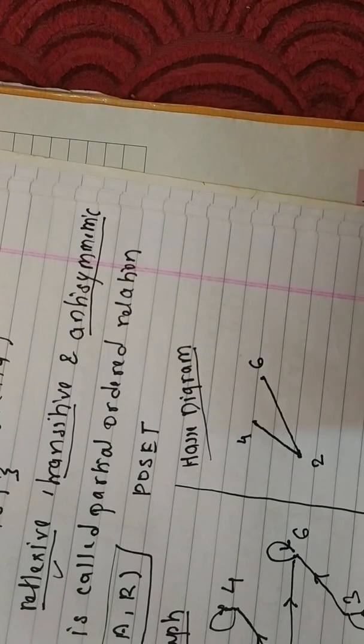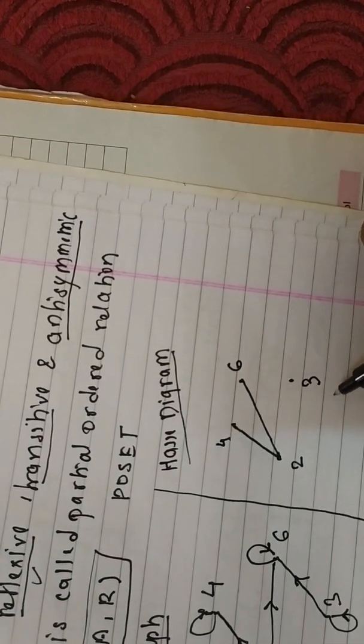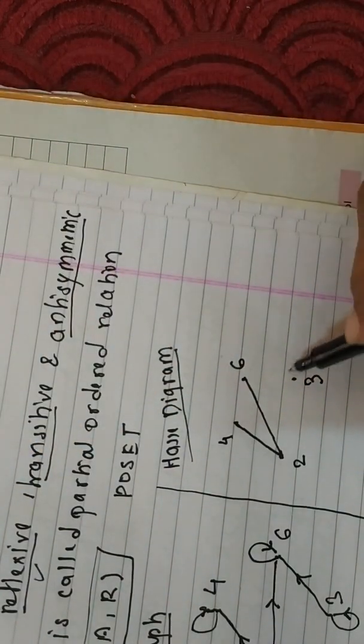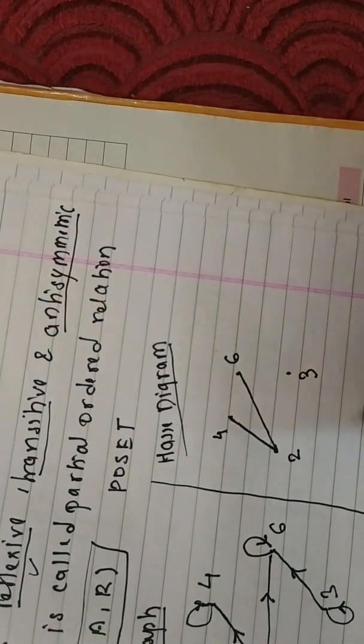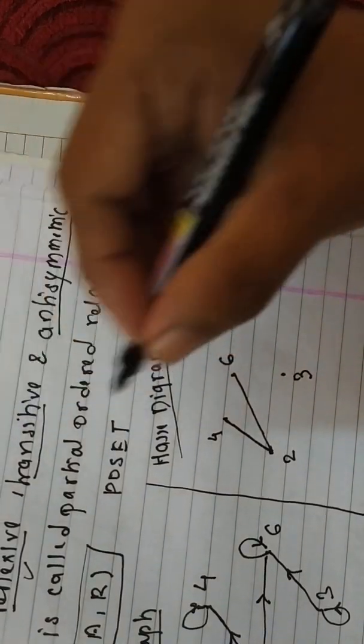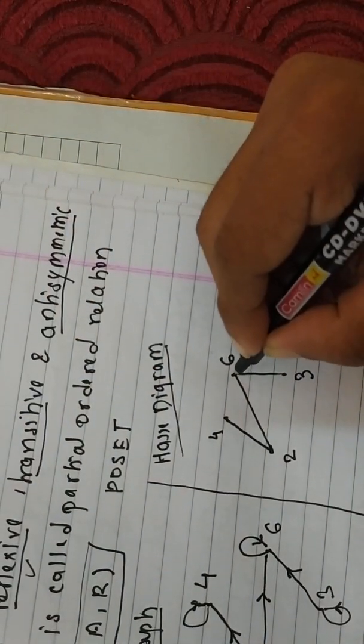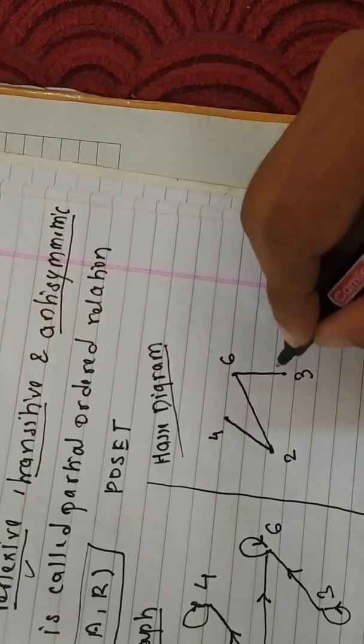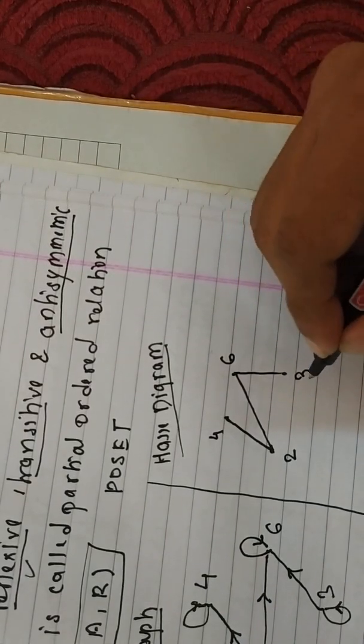Now 3, somewhere here we may mention 3. For 3 to 3 we would actually draw a loop, but here we are drawing a Hasse diagram, so no need to draw a loop on 3. Then 3 to 6, like this. 6 must be present above 3 because 3 to 6 is given.